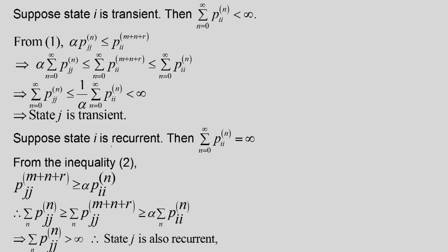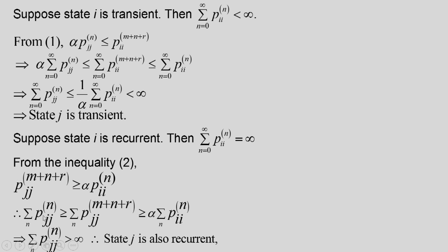Next, suppose state i is recurrent, then what is the condition? This summation of the n-step transition probability, n going from 0 to infinity, diverges to infinity. Now we will go back to inequality 2. So from that we will get that P_jj^(M+N+R) is greater than alpha times this.